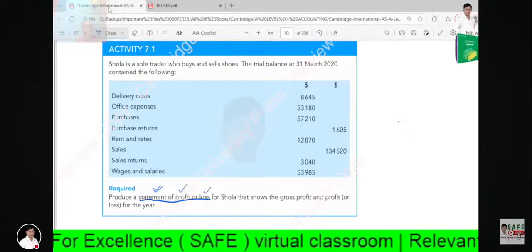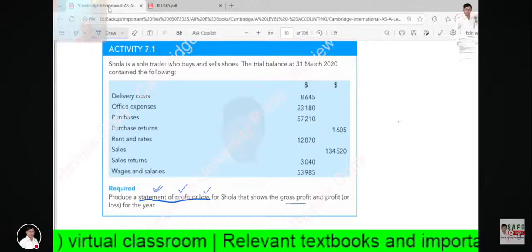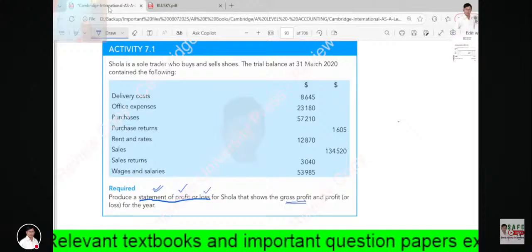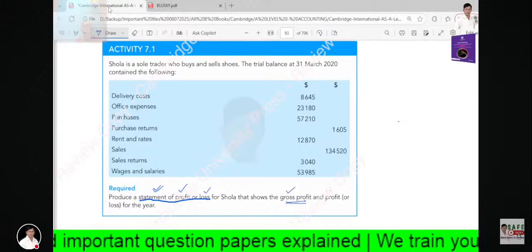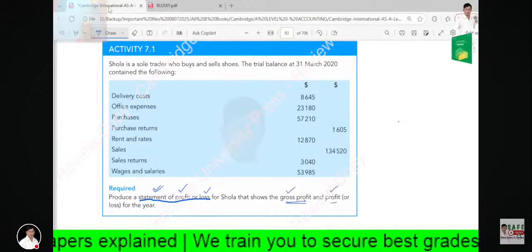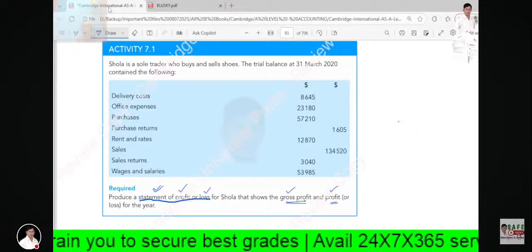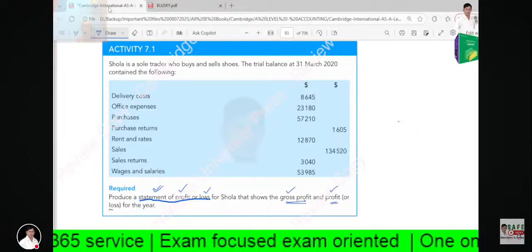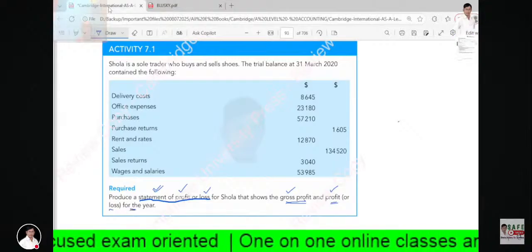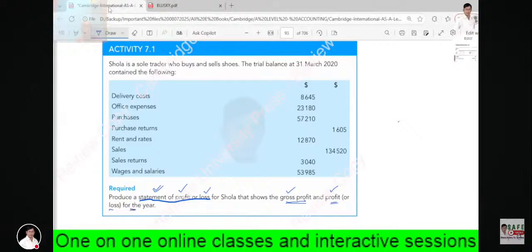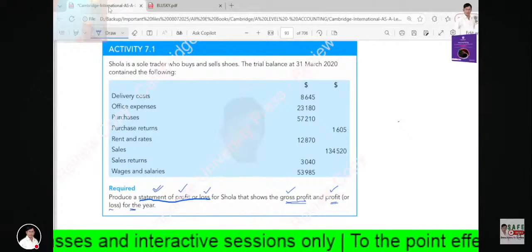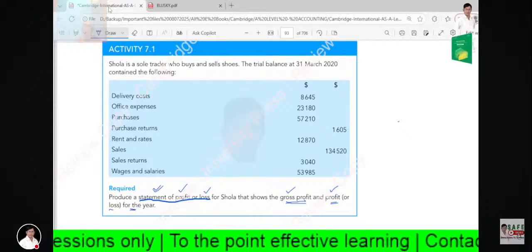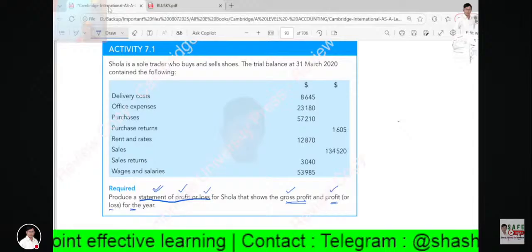It shows the gross profit. Okay, gross profit and profit, not net profit. So gross profit and profit or loss for the year. Each and every word is important. So how do they write? Let us start.